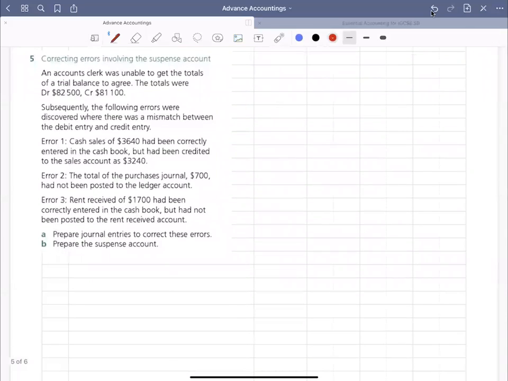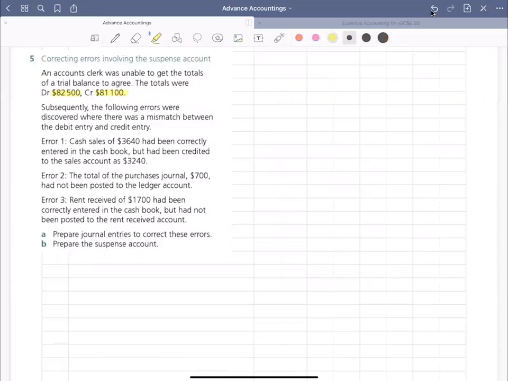So we're going to correct these errors in the suspense account. The accounts clerk was unable to get the total of the trial balance to agree. The total was 82,500, 82,100, 81,100. Subsequently, the following errors were discovered, where there was a mismatch between the debit entry and the credit entry.